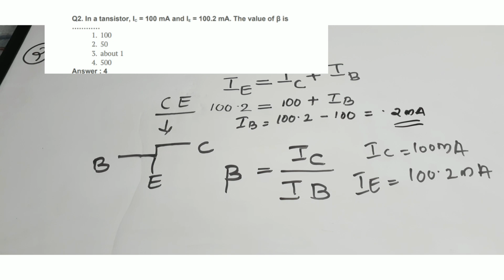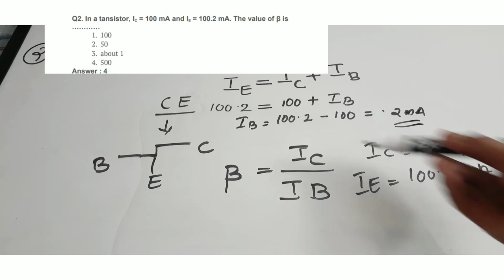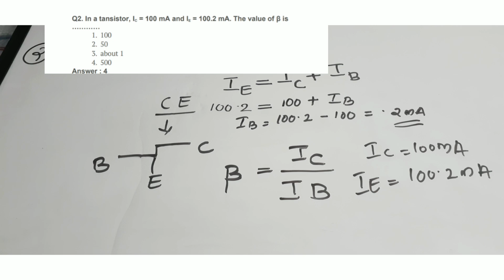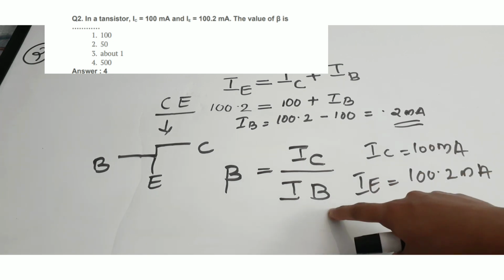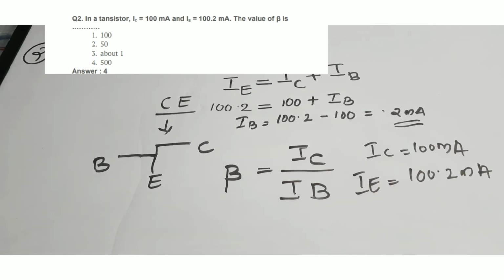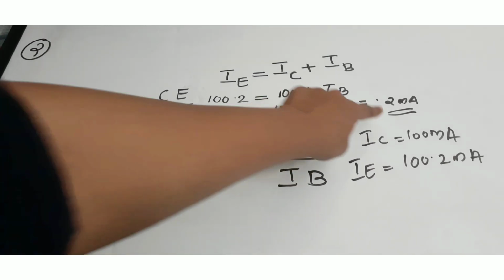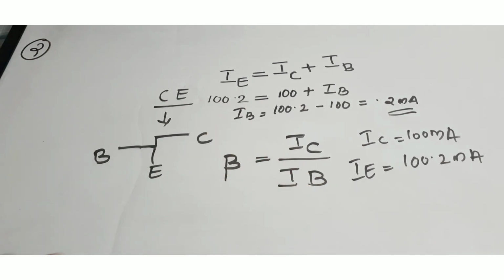It has to be very low. Base is a very thin layer, so the base current will also be very small. So we get the value of IB as 0.2 milliampere. Now substitute that in this expression and find the value of beta. Because you have the value of IC, and now you have the value of IB also, directly you can substitute and find the value.